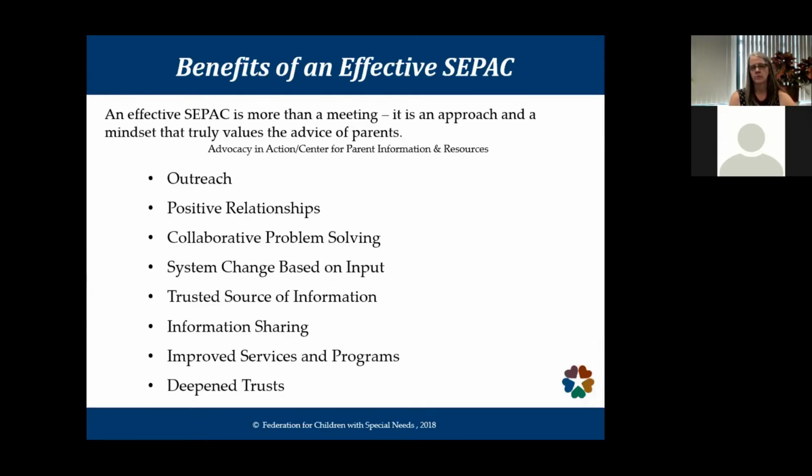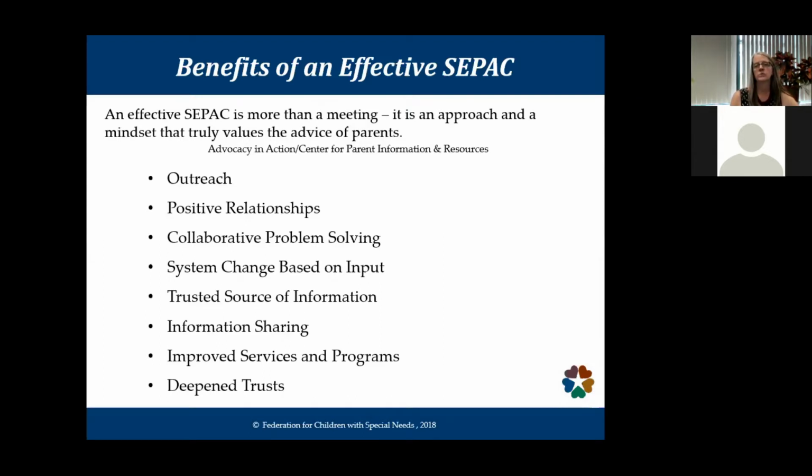Collaborative problem solving. There are lots of problems in school districts, and coming together and having parents be involved in the problem solving, I think, is so important. Having a system change direct from input from parents. Parents can give great feedback when something isn't working for their students. And why should we be spending all of this money on programs that don't work? So having schools listen to parents and be part of that system change is really important.